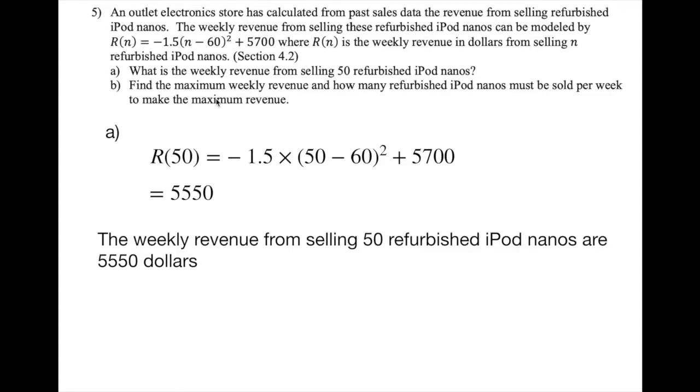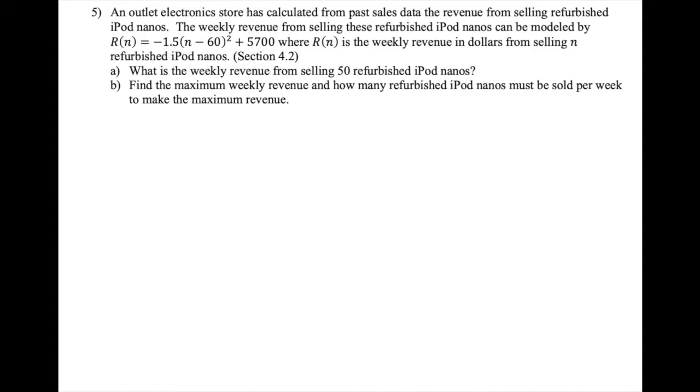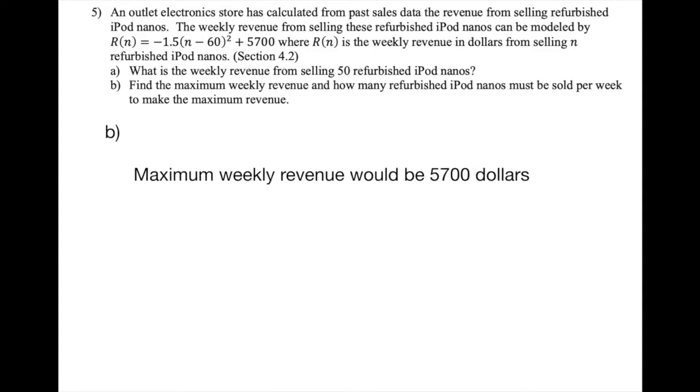First, if you look at your function, it's a quadratic function and it opens down because there is a minus in front of this squared term. So it has a maximum. How do we find the maximum? It should be this number added outside the square. So the maximum weekly revenue would be $5,700.